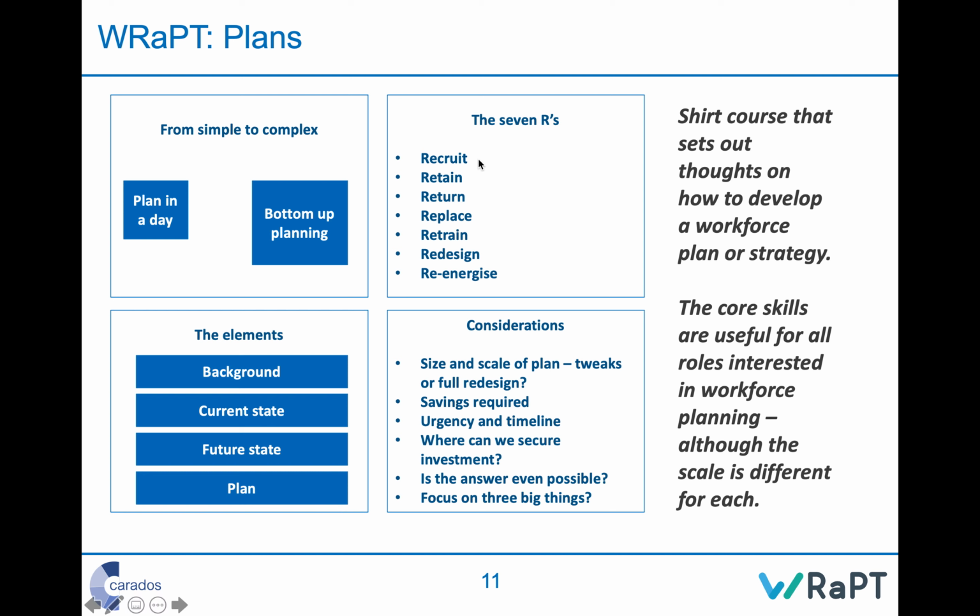So it will talk about what our plans might be to recruit people, to retain people, to get them to return to work, to maybe replace the role with something different, maybe information technology like robotic process automation or AI. We'll talk about how you might need to train people. We've had to make that retrain to make it fit the 7 R's.